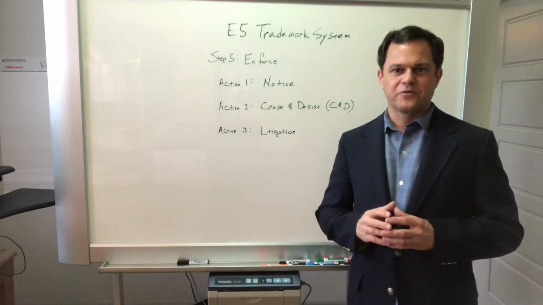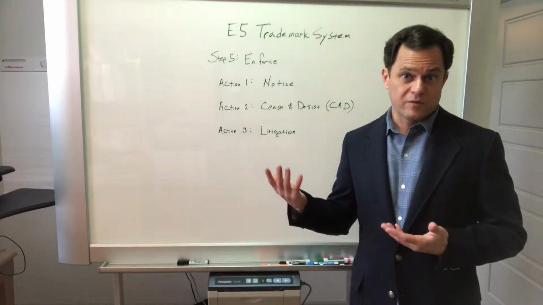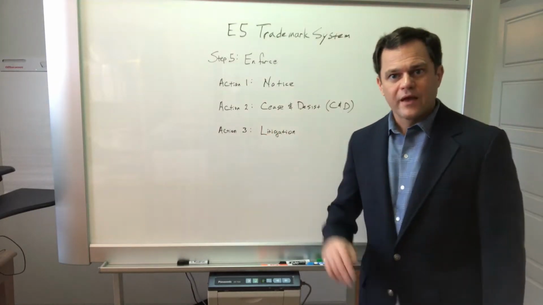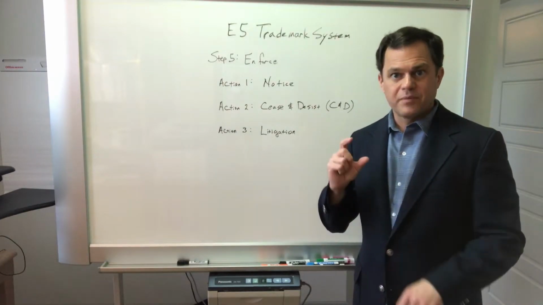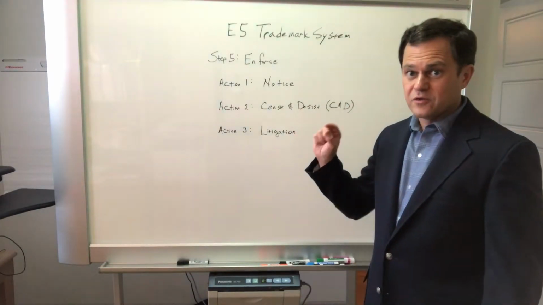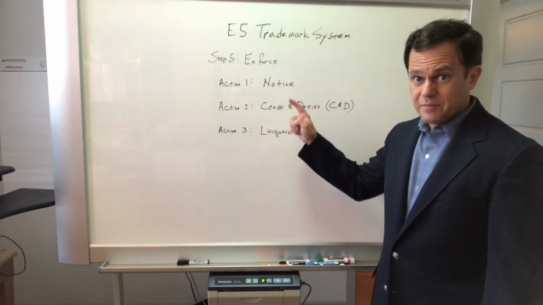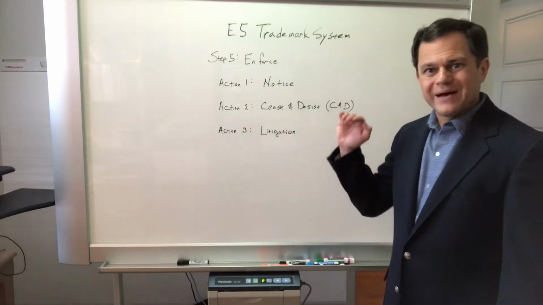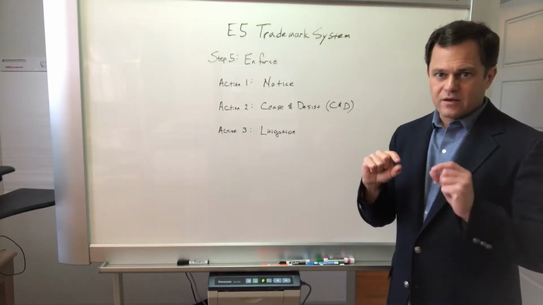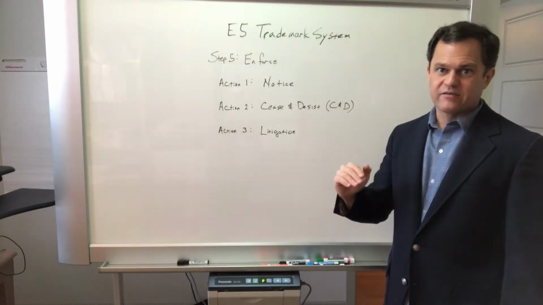The fifth and final step in the E5 trademark system is enforcing your mark, or enforce. Enforcement can be kind of complex, but it really breaks down into possibly 3 actions. Now, sometimes you might skip actions 1 and 2 and move to action 3, which is litigation, but typically your enforcement process will take 3 distinct steps.